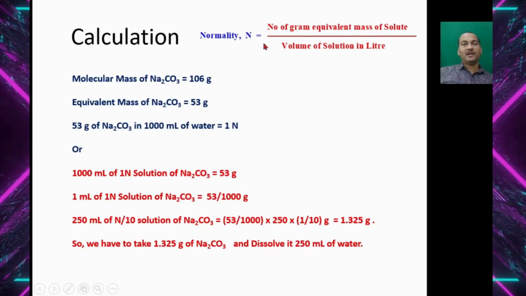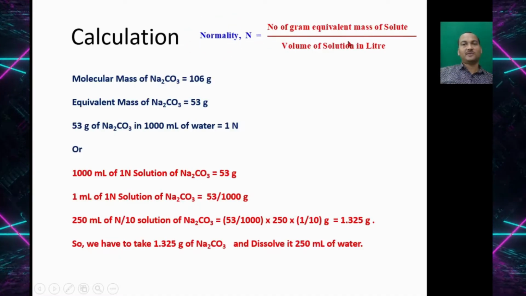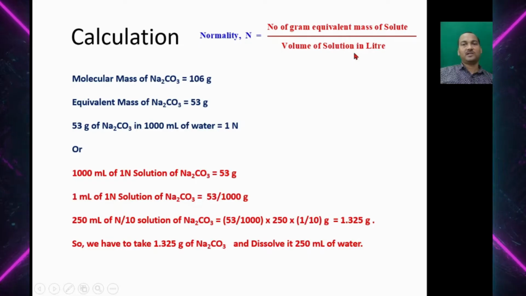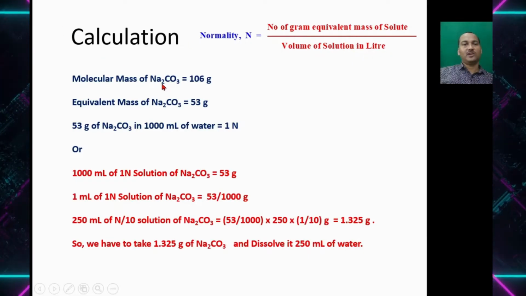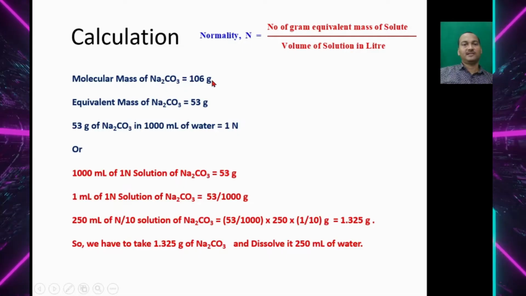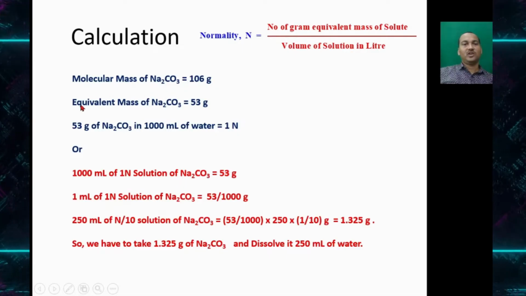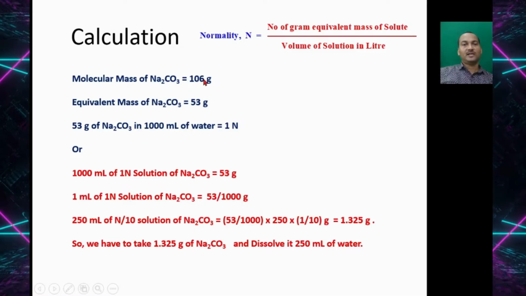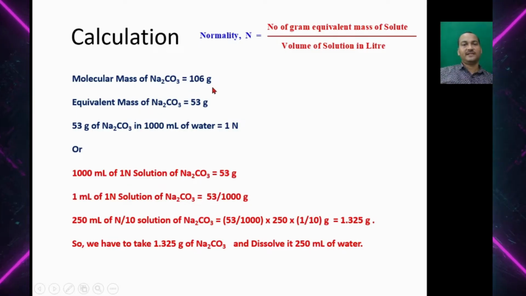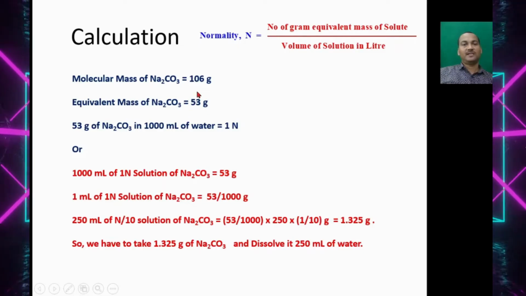So we know normality is equal to number of gram equivalent mass of solute divided by volume of solution in 1 liter. And we know the molecular mass of sodium carbonate is 106 gram. So then we need to find out the equivalent mass. So equivalent mass of sodium carbonate is 106 by 2, that is the basicity. So that is found to be 53 gram.